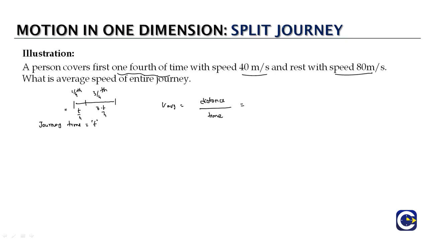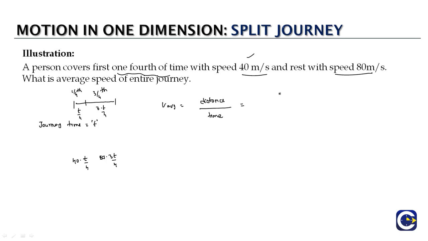Total distance traveled will be nothing but the distance traveled in the first interval of time plus the distance traveled in the second interval of time. In the first interval, the speed is 40 meter per second, so the distance traveled will be 40 into t by 4. In the second interval, the speed is 80 meter per second, so the distance traveled here will be 80 into 3t by 4. So we are basically using the idea that distance is equal to speed into time.